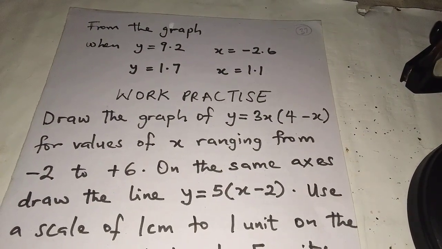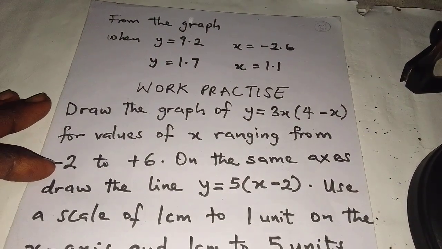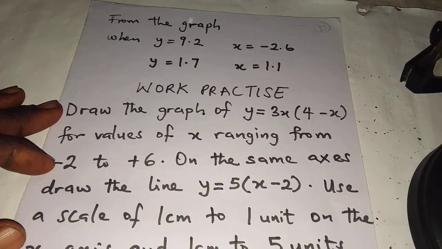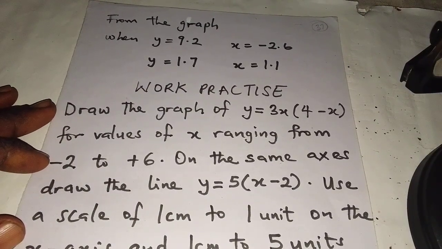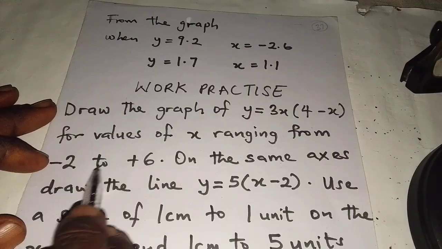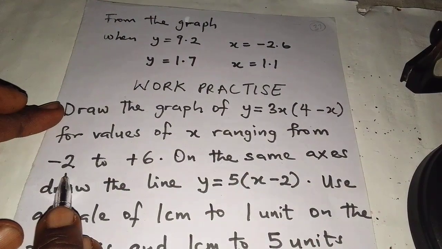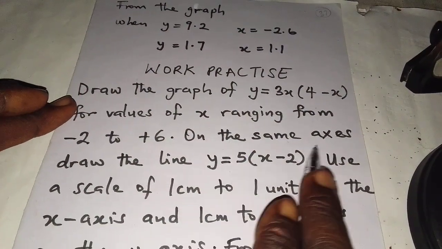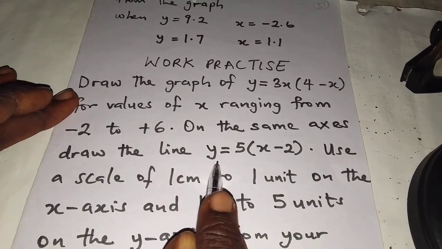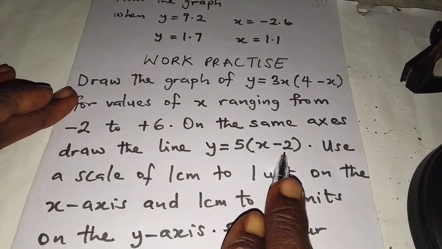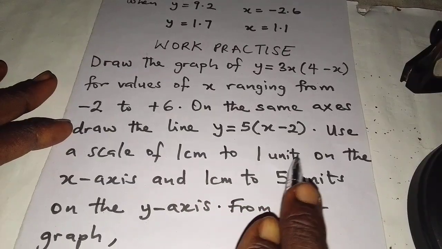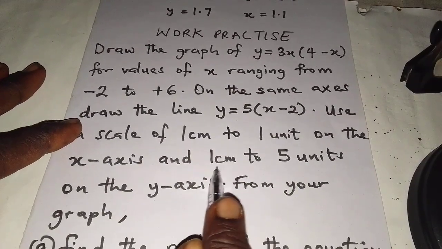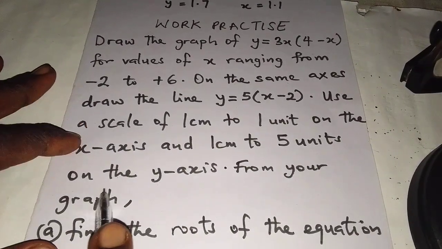Now let us look at this example. Draw the graph of y equals 3x(4 minus x) for values of x ranging from -2 to +6 on the same axis. Draw the line y equals 5(x minus 2). Use a scale of 1 centimeter to 1 unit on the x-axis and 1 centimeter to 5 units on the y-axis.